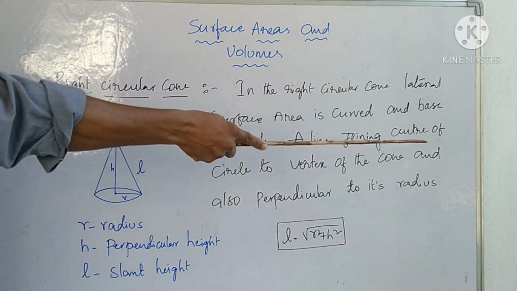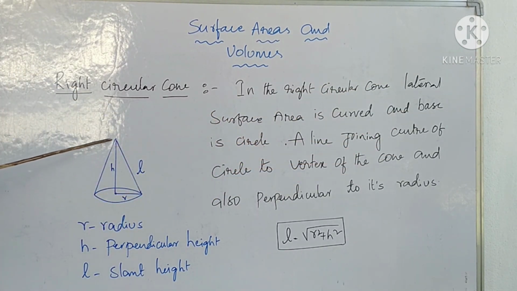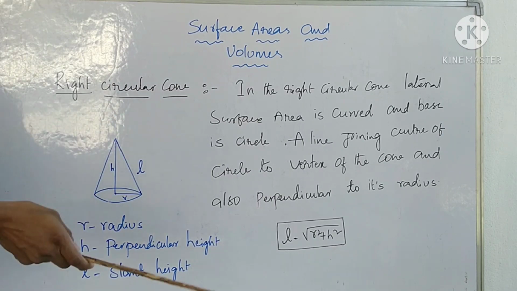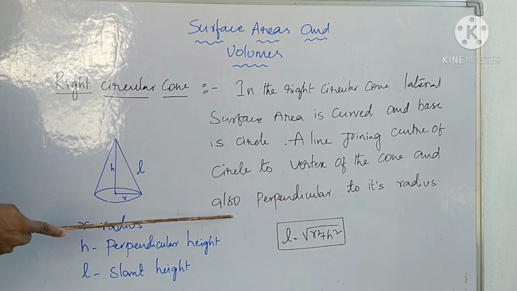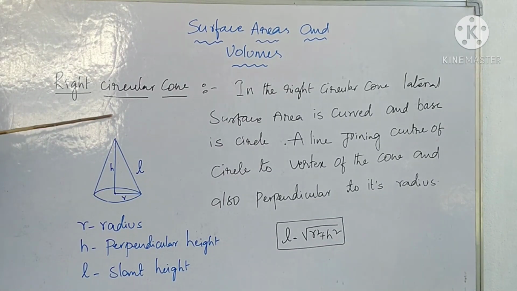A line joining the center of the bottom circle to the vertex of the cone is called the height. It is also perpendicular to the radius. So here this line is called height, and it is perpendicular to its radius.